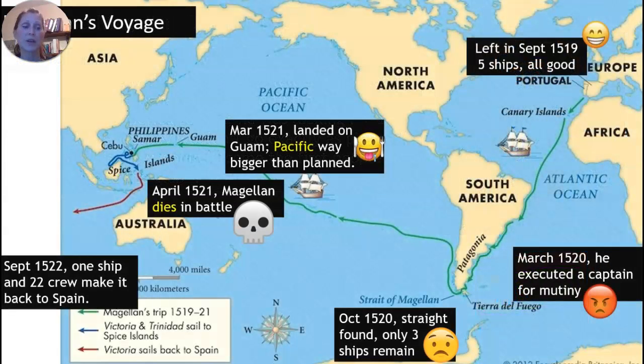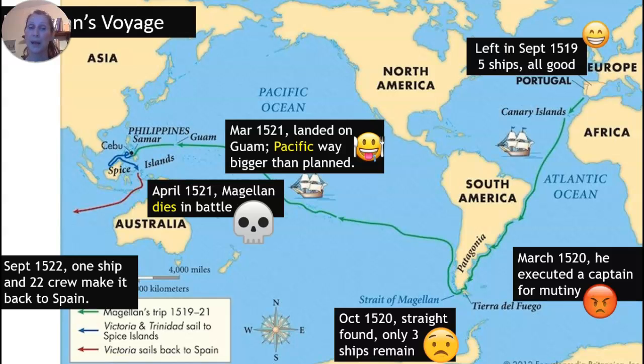So here we have Magellan's voyage, and if you look up here, he left in September 1519, 5 ships, all good. Then he gets to March 1520. He executed a captain for mutiny. Mutiny means they decided they wanted to overthrow Magellan and say, hey, listen, we don't want you here anymore. We're gonna take over. And Magellan didn't take to that too kindly. Then October 1520, the strait was found.